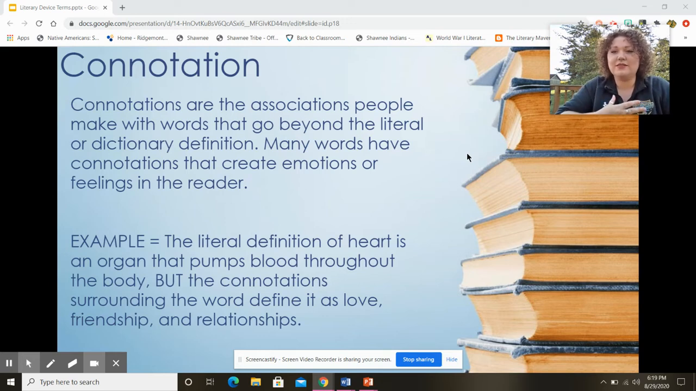So when I say I heart coffee, I don't mean the organ that pumps blood. I heart coffee because I love coffee. So you have that connotative meaning. It's that extra meaning, that extra layer of definition that we give a word that is associated with the feelings and emotions or experiences we have with it.